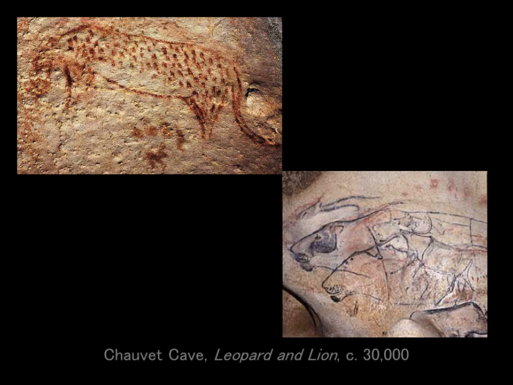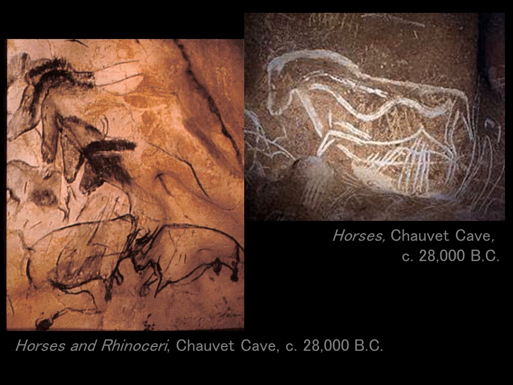The subject that we all know about is, of course, animals. I'm going to try to complicate that a little bit. It'll be pretty simple to understand, but we can go beyond just saying they painted animals. So the first two animals I'm showing you are from Chauvet Cave. These date to about 30,000 BC. In the upper one you see a leopard, and in the lower one you see some lions. Also from Chauvet Cave we find images of horses and rhinoceri.